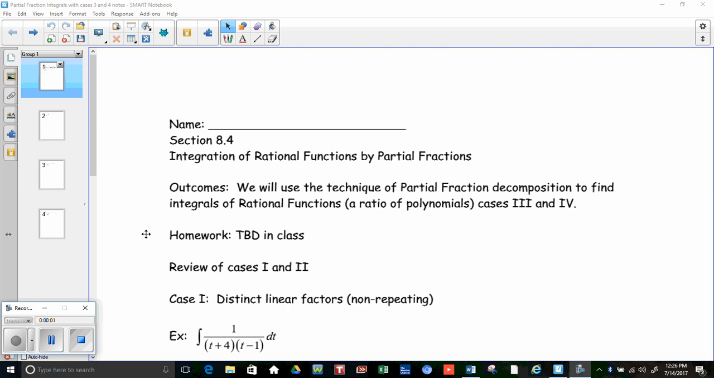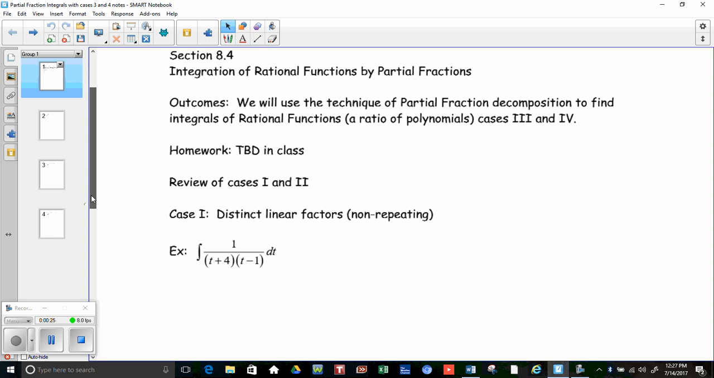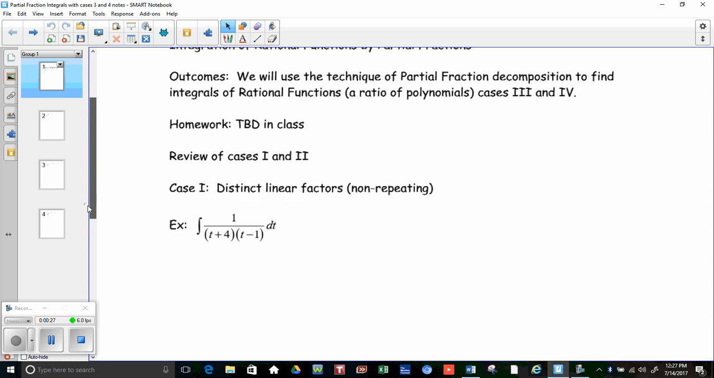All right. This lesson is how to take integrals using partial fraction decomposition of rational functions. So in Algebra or Calculus, you more than likely learned cases 1 and 2. There's actually 4 cases. So we're going to do a little review of cases 1 and 2, and then we're going to do cases 3 and 4, which you probably have not seen yet.